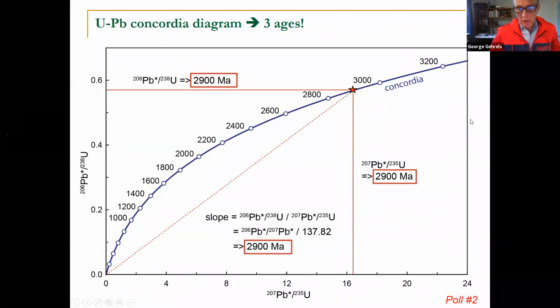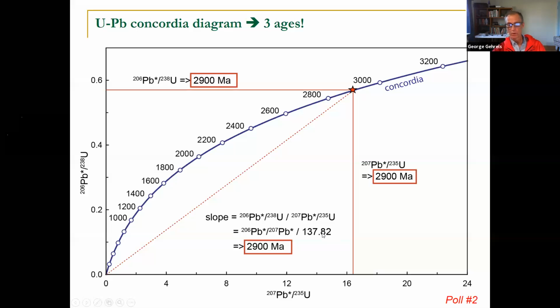Okay, so here's where our third chronometer comes in. 6.8 is easy, 7.5 is easy to read off the diagram. It turns out that the slope of the line from the origin to our analysis is proportional to the 206, 207 age. So we're just going to take rise over run, 6.8 over 7.5, rearrange the terms, 6 over 7. We know 238 over 235.